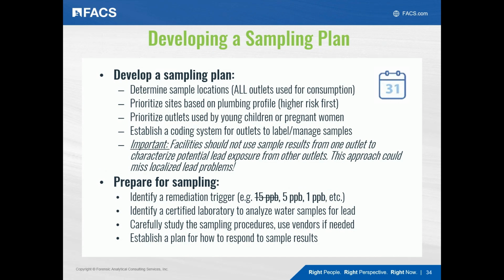And then as you prepare for sampling, determine which threshold you're going to use as an action level. We've taken the liberty of crossing out the 15 parts per billion there, because that is way too high. Even though 15 is the EPA's current drinking water standard, the EPA itself states that that is not adequately protective of health. Public health guidance tells us to go lower than that.